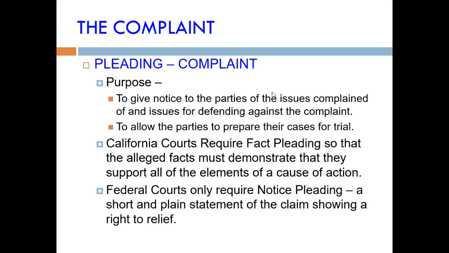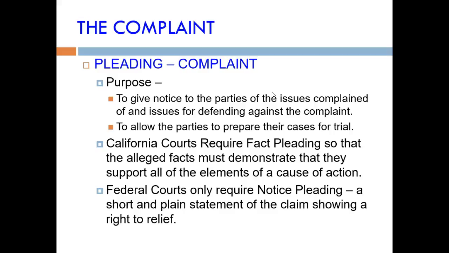And also this allows parties to prepare for their cases for trial because if there isn't a defense that's pled in the response by the defendant, we don't have to prepare for that defense coming up at trial because it's not in the pleadings. If it's not in the pleadings, it doesn't get into the trial. These things are the outline of what will be in the trial, and you are not going to be able to change those things absent permission from the court and having a good reason why you didn't have them there in the first place.